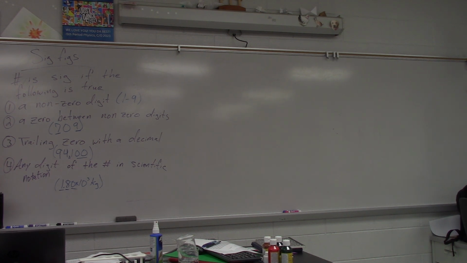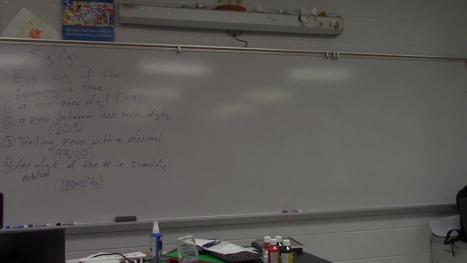Trailing zeros with a decimal. If a decimal is present, trailing zeros count. And then lastly, this one, 4, kind of falls in with 3, but I put it anyway. Any digit of the number in scientific notation. So the 0 here is significant. It would still be significant under rule 3 because of the decimal point.